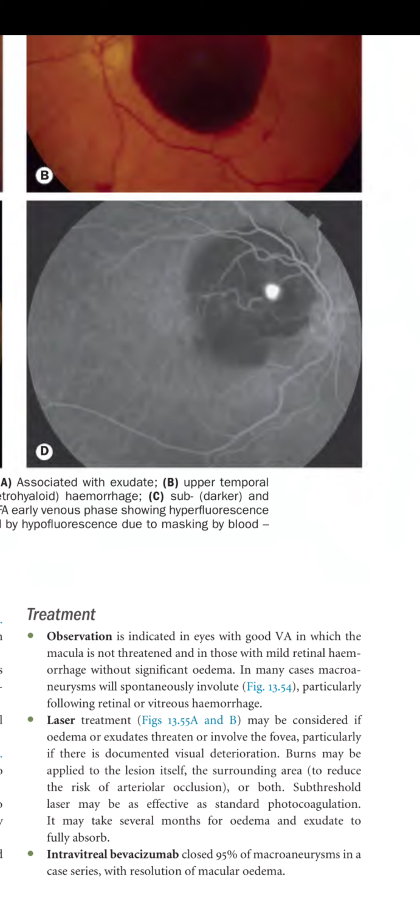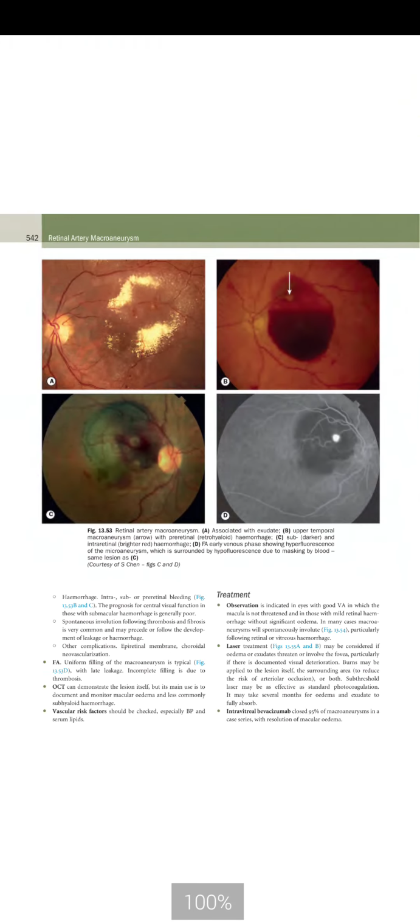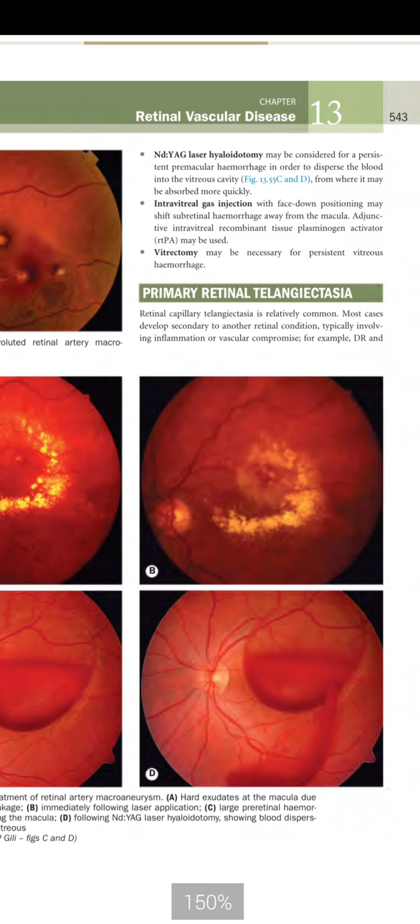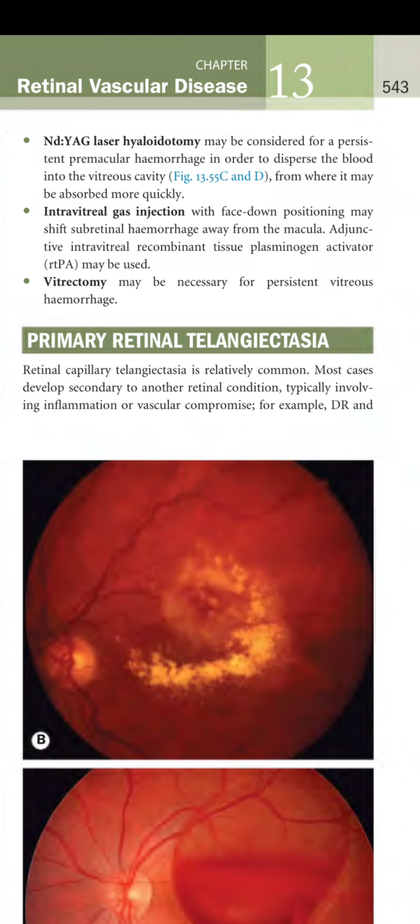Intravitreal bevacizumab closed 95% of macroaneurysms in a case series, with resolution of macular edema. Nd:YAG laser hyaloidotomy may be considered for a persistent premacular hemorrhage, in order to disperse the blood into the vitreous cavity, from where it may be absorbed more quickly. Intravitreal gas injection with face-down positioning may shift subretinal hemorrhage away from the macula. Adjunctive intravitreal recombinant tissue plasminogen activator may also be used.